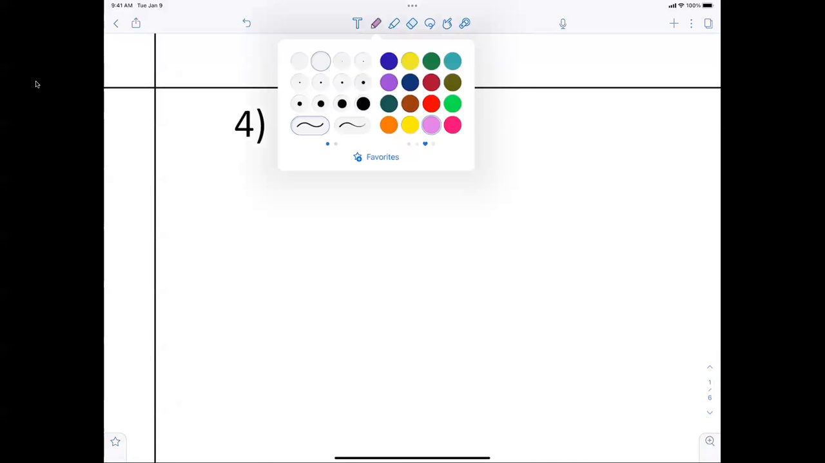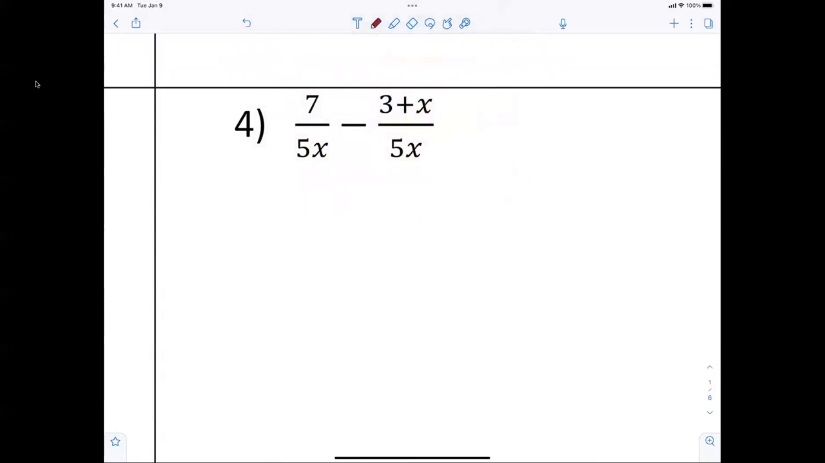All right, here we go. This negative becomes a what? The 3 becomes the positive, x becomes a negative x. Does it already have a common denominator? So that's 5x. What's 7 minus 3? Wait a minute, 7 minus 3. We're combining terms. 4.